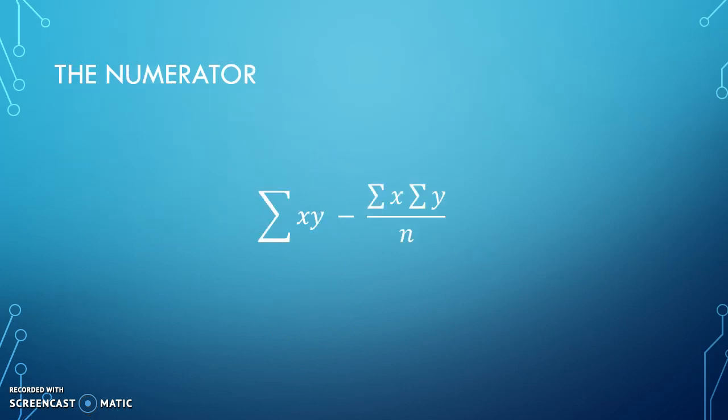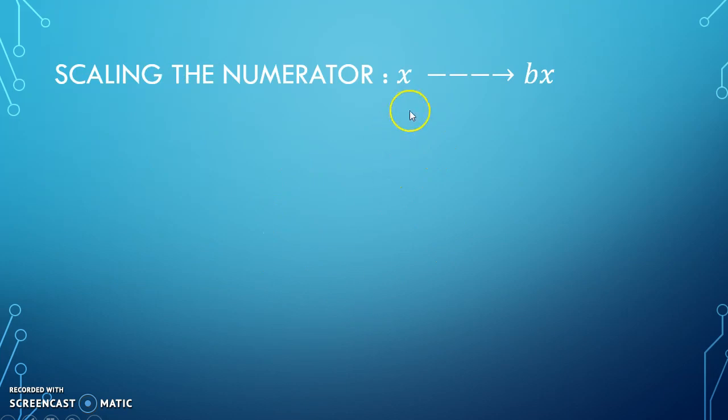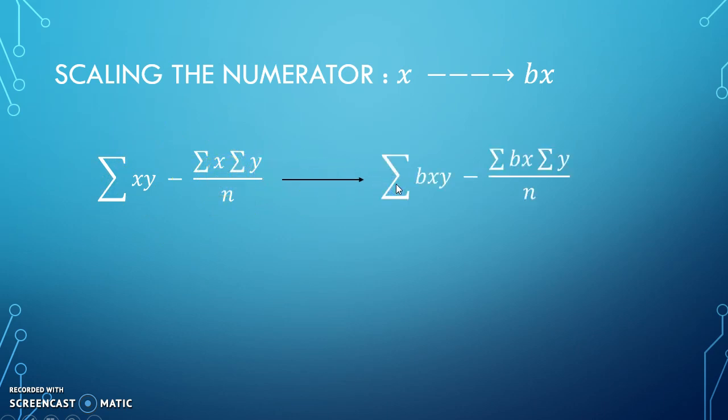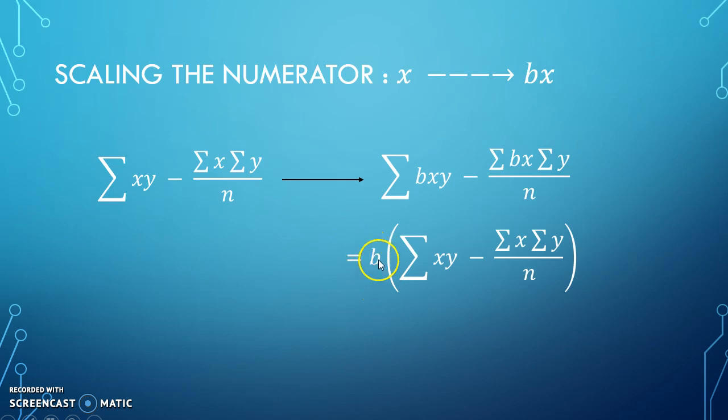If you look at the numerator of the product moment correlation coefficient, this is how it looks. We are going to see what happens if the X data is scaled by a factor of B. From the original formula, we replace X with Bx. Notice that B is a constant, so we can factor it out. Once you factor it out, you will notice that the bracket inside is actually the original numerator. So by replacing X by Bx, we have a multiple of the original numerator.